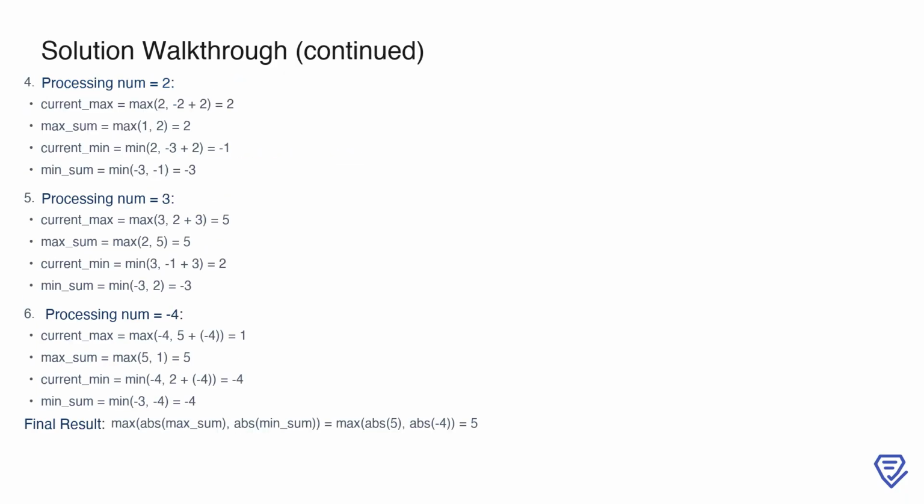Next, with the number 2, current_max updates to the maximum of 2 and the sum of current_max plus 2, which results in 2. Max_sum is updated to 2 since it is now larger than the previous max_sum of 1. For current_min, we calculate the minimum between 2 and the sum of current_min plus 2, which gives -1. However, min_sum remains -3 because it is smaller.